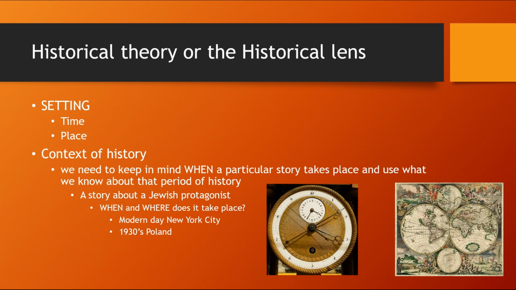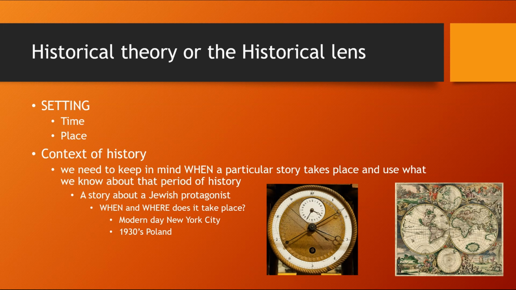So you always got to keep in mind when viewing a piece of literature through the historical lens, when a particular story takes place in the context of history, and what do you know about that piece of history. So, for example, if we have a Jewish protagonist in a story, but the setting is taking place in modern-day New York, well, we're going to bring in all the attitudes of modern-day New York and understand where New York is in sort of the world scope.